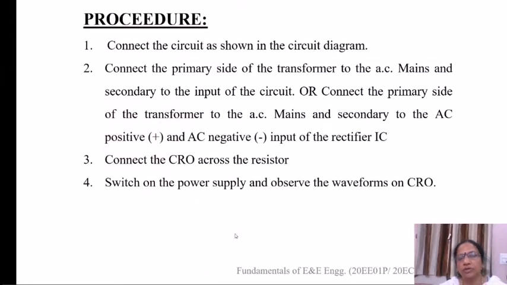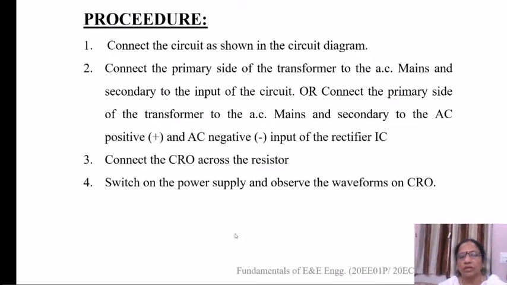Students, the procedure for this experiment is, the first step is to connect the circuit as shown in the circuit diagram, and the second step is to connect the primary side of the transformer to the AC mains and the secondary to the input of the circuit.